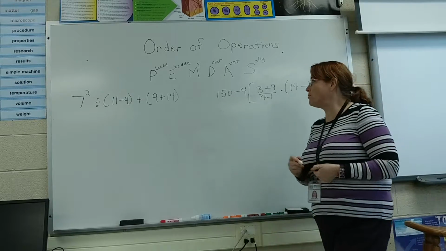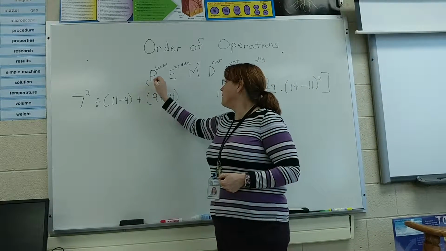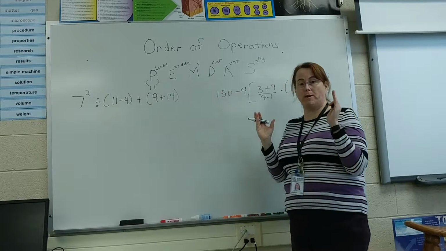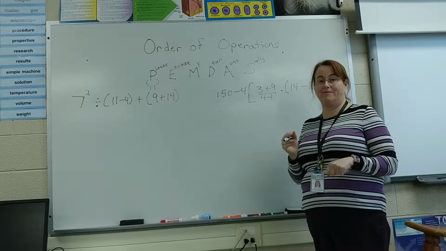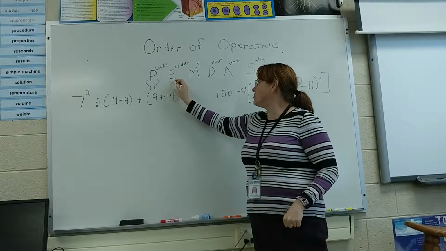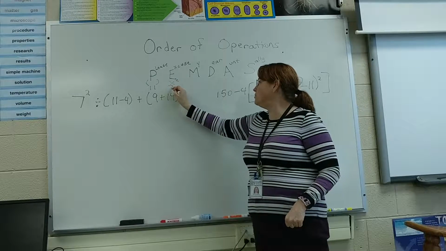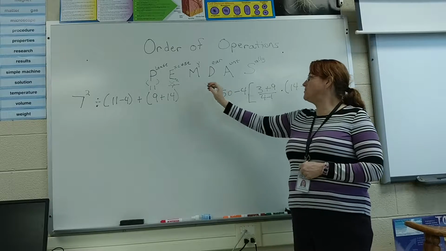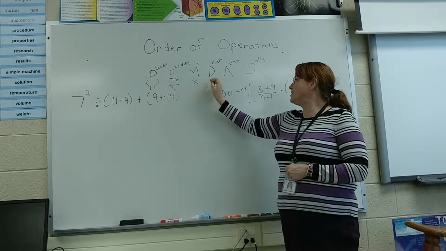P stands for parentheses. Or it can also stand for absolute value markers. Anything that's grouping something, you do what's inside of the parentheses first. E stands for exponents, which are your little numbers on top, or your roots. Those are your exponents. M stands for multiplication, and D stands for division.